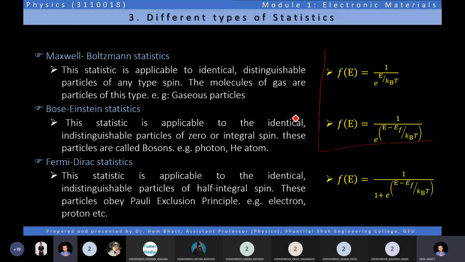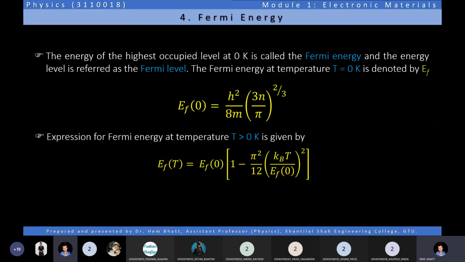આ જે બે છે એ તમારી ઇન્ફોર્મેશન માટે છે કે આવું કંઈક હોય. But for this unit, Fermi-Dirac statistics is what we are going to use. Then 2 equations I asked you to accept. Fermi એનર્જીના બે ઇક્વેશન છે. એક જે પહેલું છે એ 0 કેલ્વિન માટે છે, બીજું છે એ 0 કેલ્વિન કરતા વધારે તાપમાન માટે છે.